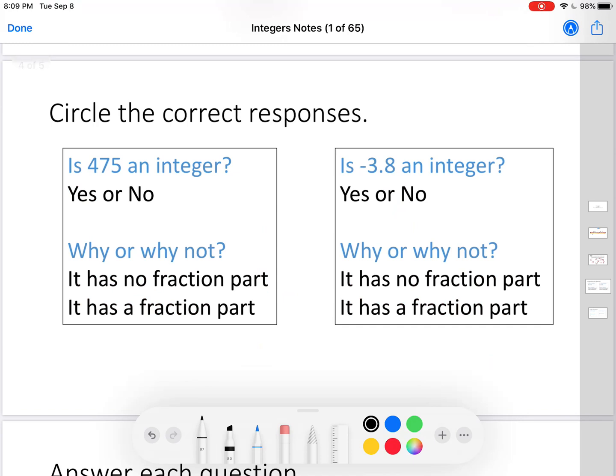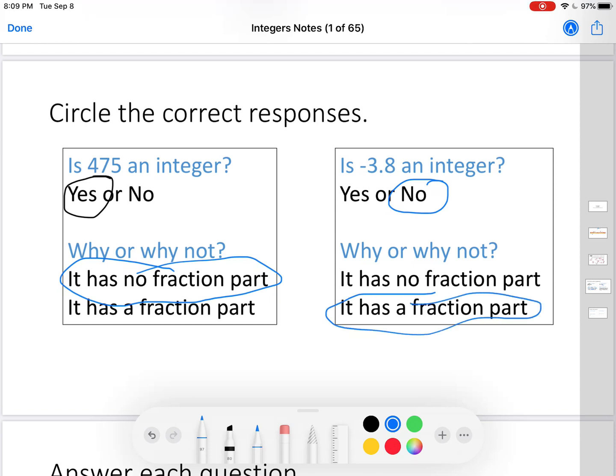All right, circle the correct responses. Is 475 an integer? Well, is there a fraction part there? No. Therefore, it is an integer. Why or why not? Well, there's only one correct answer. It has no fraction part. Is negative 3.8 an integer? Well, isn't 0.8 a fraction part? So you're going to say no. Why or why not? Well, because it has a fraction part.